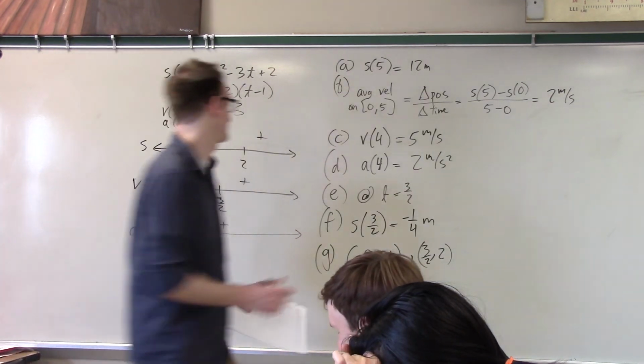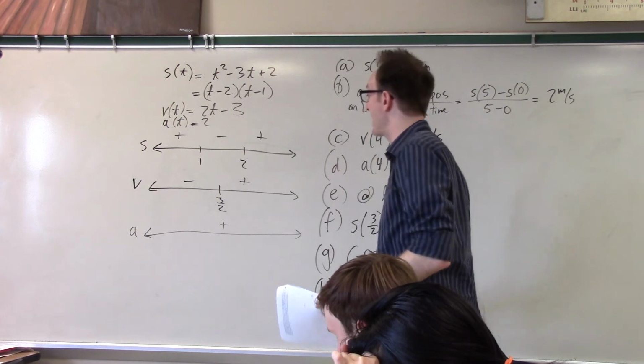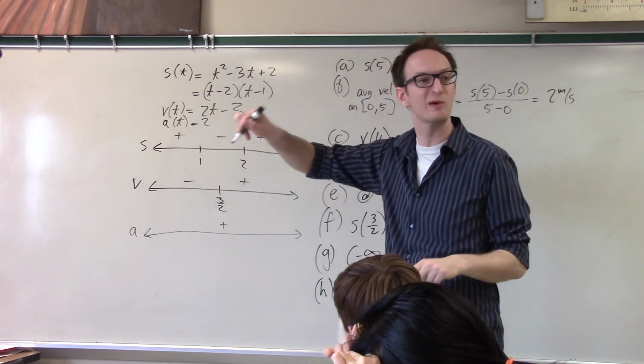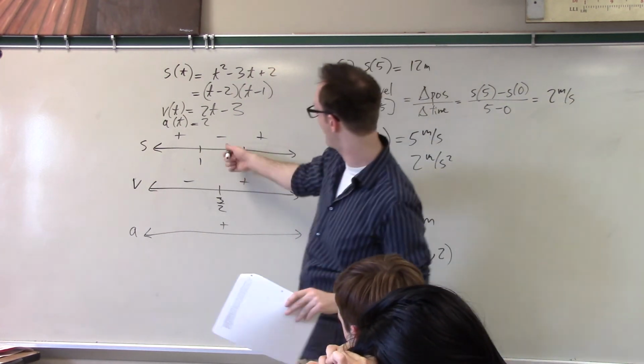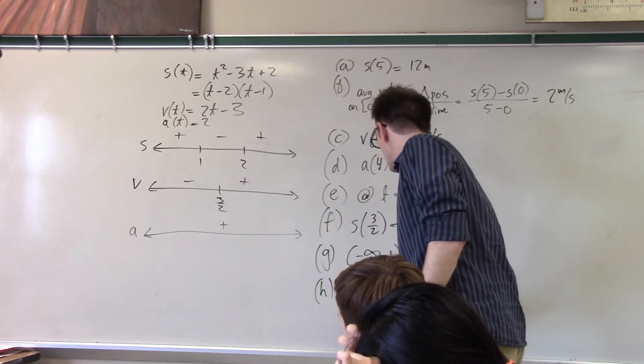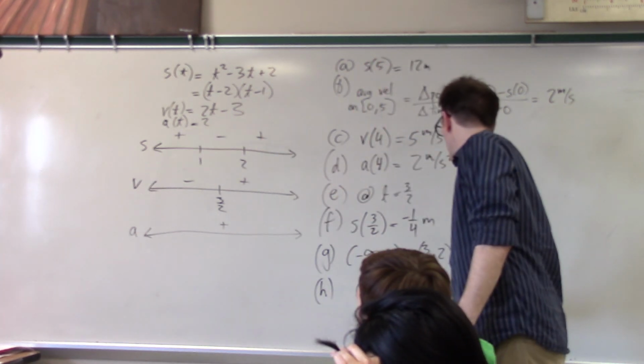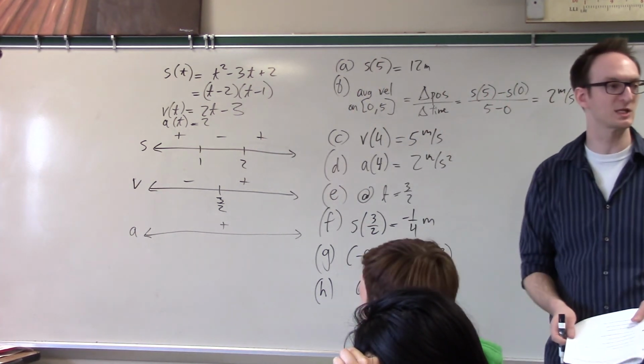Okay, and then part H is just the reverse. When is the particle moving away from the origin? Moving away from the origin when I'm either on the right moving right or on the left moving left. Here I am on the left moving left from 1 to 3/2, and I'm on the right moving right from 2 to infinity. Cool? Questions?